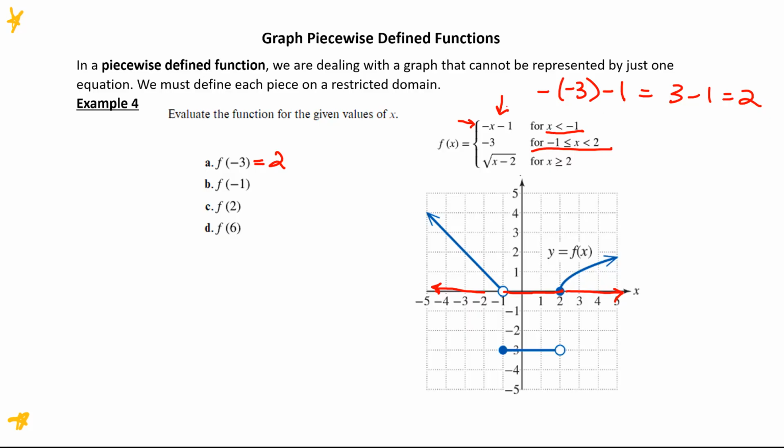For f of negative 1, that x value occurs in this interval. And we know that in that interval, the function is always negative 3. And you can see on the graph that that's true. When you're at negative 1, the function is negative 3. And that's why you have a hole right here, because when x is negative 1, the function is not doing what we would expect it to do and just keep going down with this line.